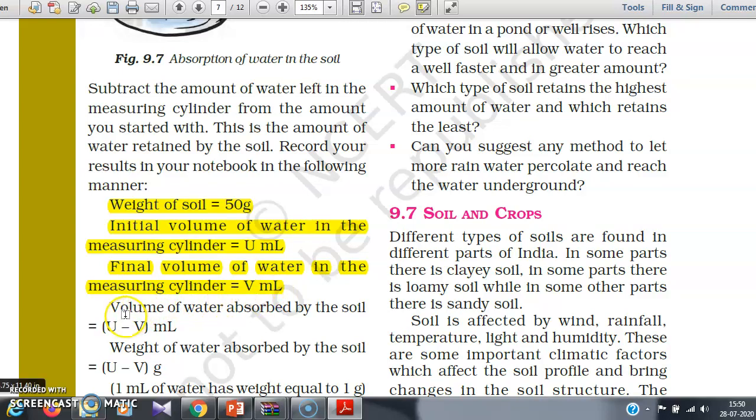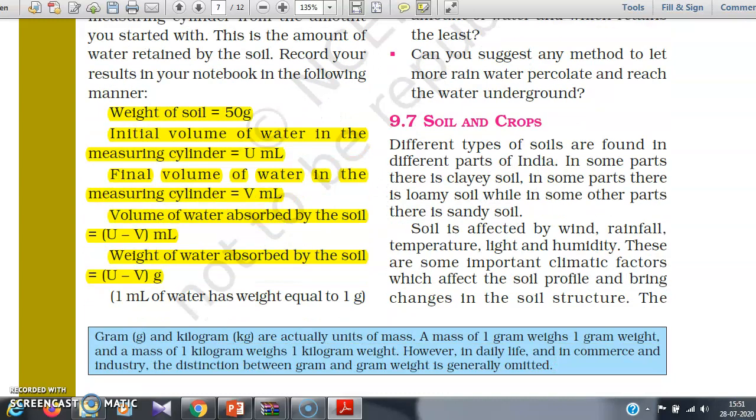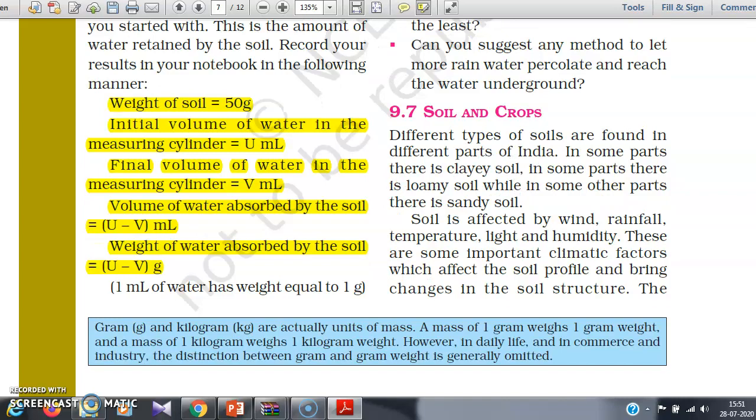So the volume of water absorbed by the soil is U minus V ml. We had 200 ml of water, and when 100 ml is absorbed by the soil and it started dropping, we have 100 ml of water in the measuring cylinder, right? So we are subtracting those two amounts. Weight of water absorbed by the soil is U minus V gram. That is the volume and this is the weight. 1 ml of water is equal to 1 gram. That is why we have just converted milliliter into gram.